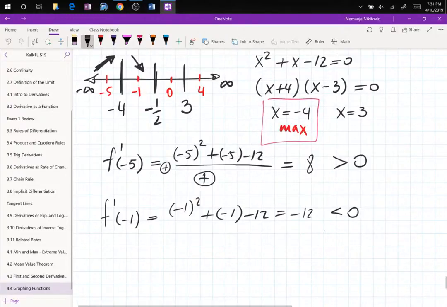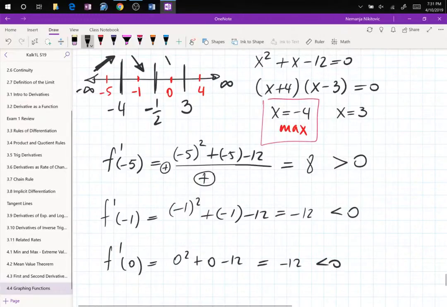The next one that we do is 0, nice. So that's just going to be negative 12, right, because you're using 0. 0 squared plus 0 minus 12, that's equal to negative 12, less than 0, another decrease.